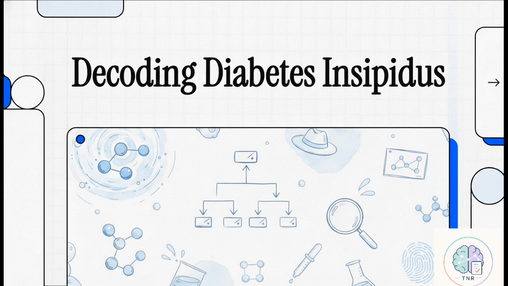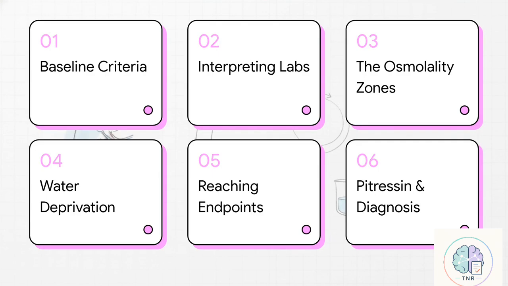So let's get started. Okay, let's dive right into this map of ours. First up, baseline diagnostic criteria. Second, interpreting the initial labs. Third, the osmolality zones. Fourth, water deprivation protocol. Fifth, reaching the endpoints. And finally, number 6, Peterson and final diagnosis.